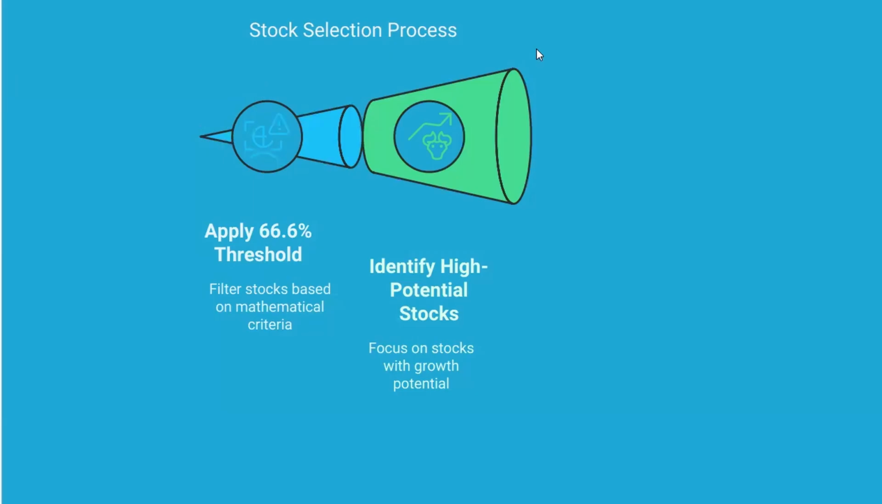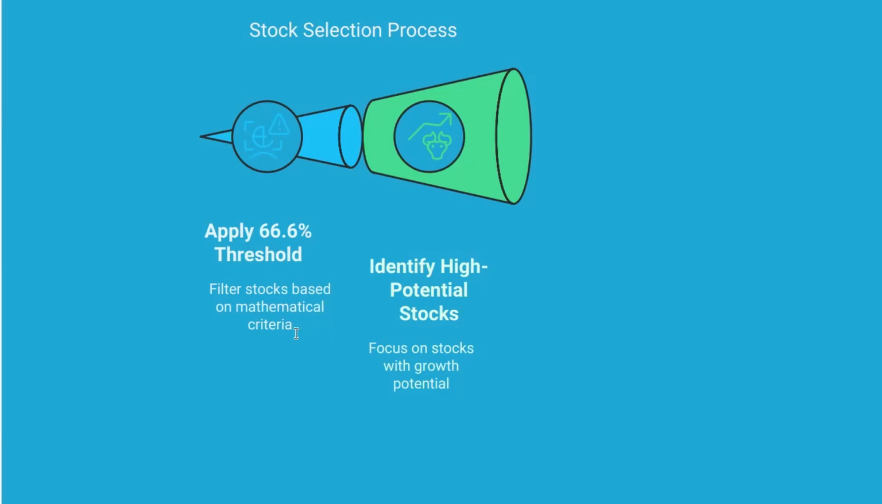This is the graphical representation of the stock selection process. I have explained it to you. We are applying a 66.6% threshold to filter the stocks, so we get filtered stocks with momentum. Not any ordinary stocks you are getting.